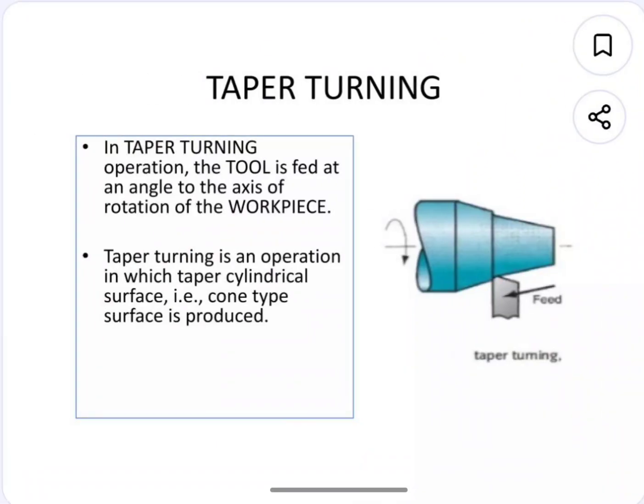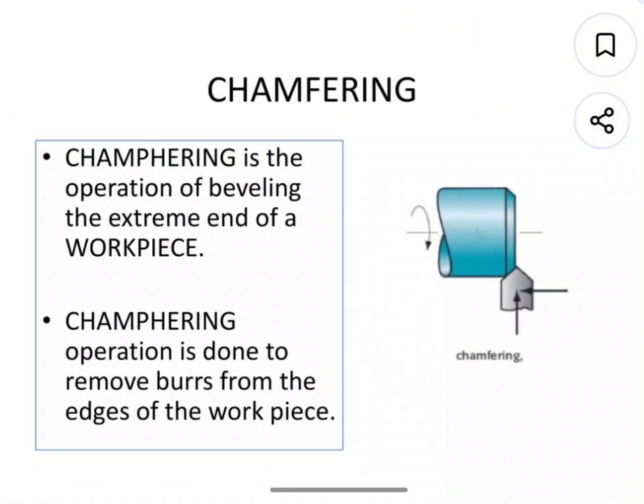The third one is taper turning. In the taper turning operation, the tool is fed at an angle to the axis of rotation of the workpiece. Taper turning is the operation in which a tapered cylindrical, cone-type surface is produced.